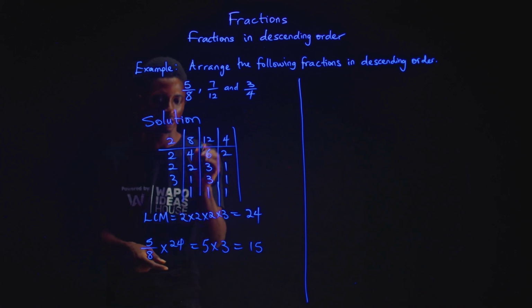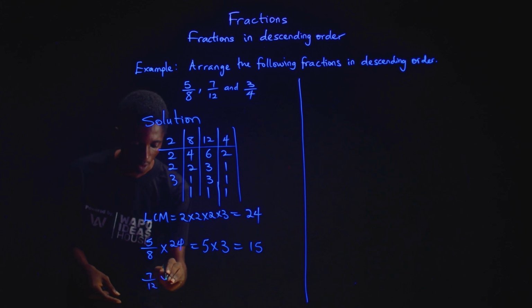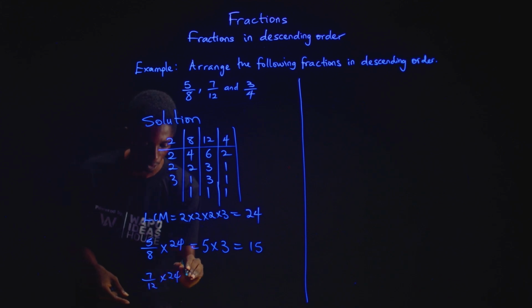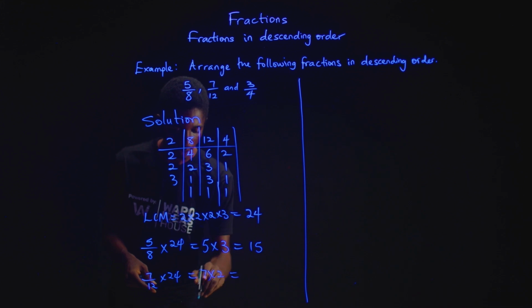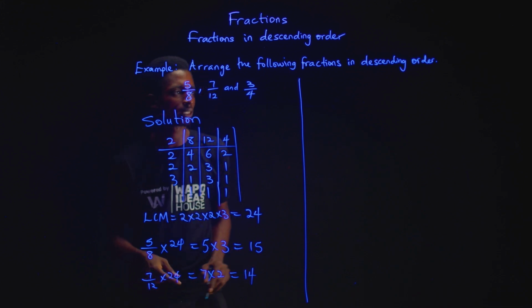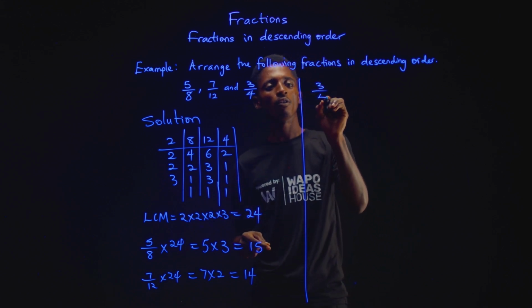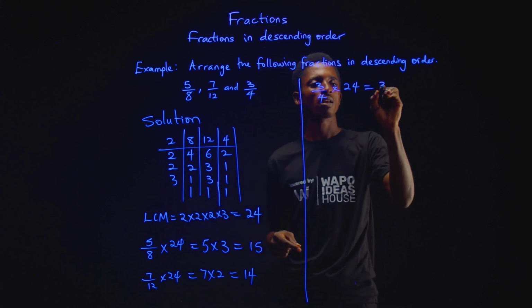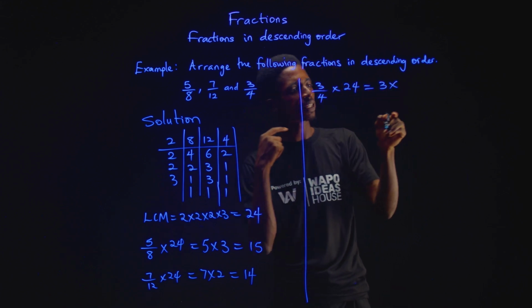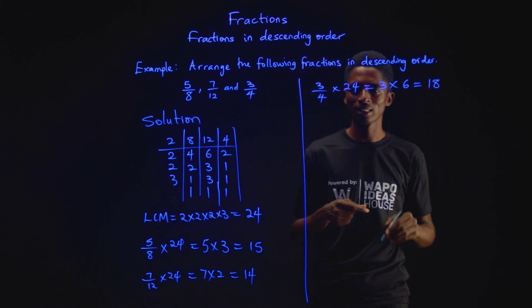For the second fraction, we have 7 over 12 multiplied by 24. Now, this would give us 7 times 12 in 24, that is 2. 7 times 2 is 14. Now let's get to the third fraction, 3 over 4 multiplied by 24. This would give us 3 multiplied by 4 in 24, which is 6. And 3 times 6 will give us 18.